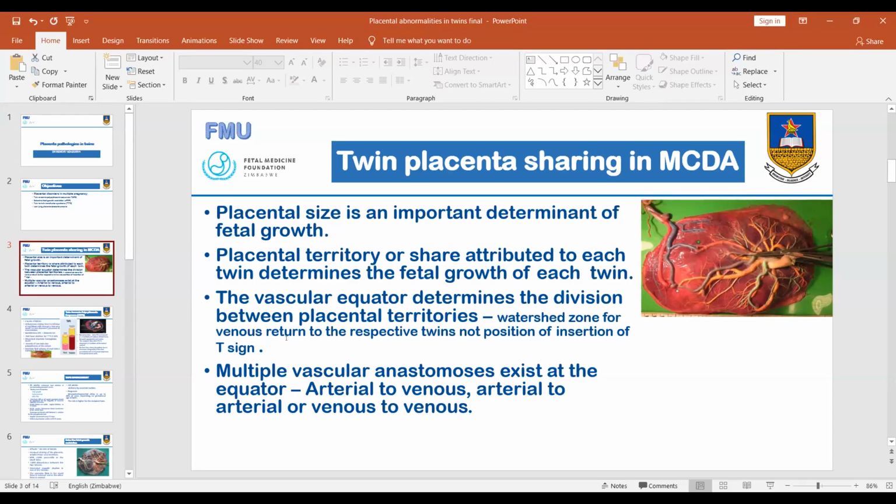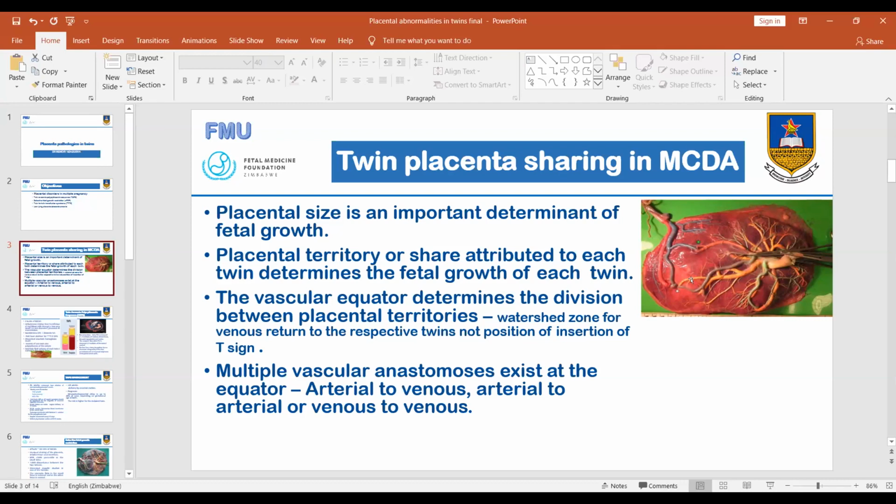So it is at that division where we see the venous return, the watershed zone, where the veins will be taking up and returning to the umbilical cord. So we don't use the position of insertion of the T sign, but we use the watershed zone, which is referred to as the vascular equator, for determining the division between the placental territories.